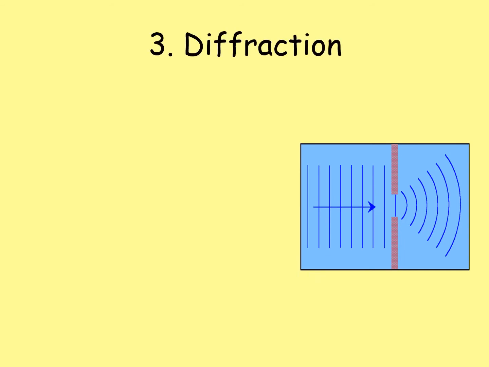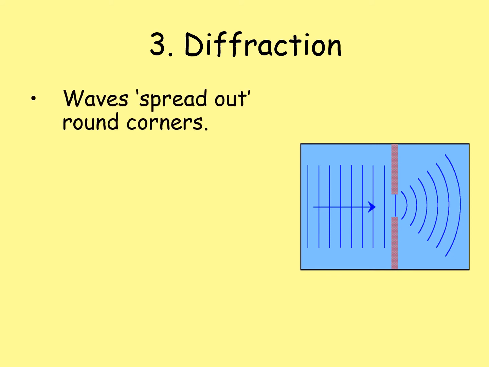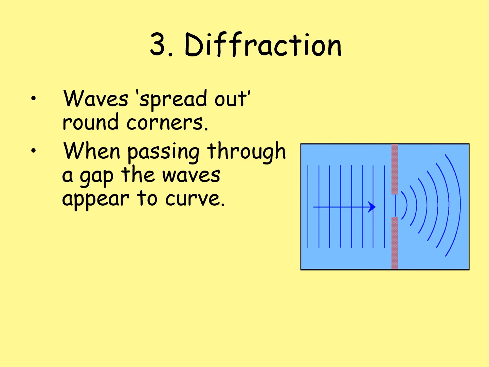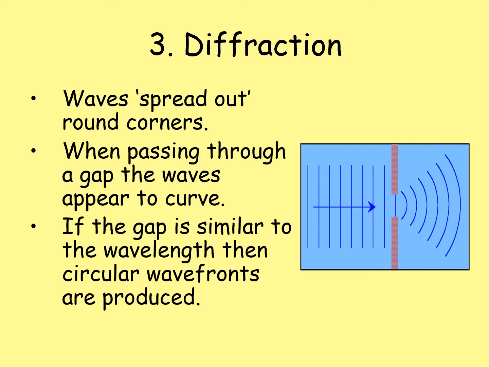Diffraction. This is the bending of waves around an object. Waves spread out around corners. When passing through the gap, the waves appear to curve. If the gap is similar to the wavelength or less, then circular wavefronts are produced. As the gaps widen, the curve will lessen, and the waves coming out through the gap will appear flatter. If the gap is very, very large, then there will be no noticeable diffraction and the waves will appear completely flat.